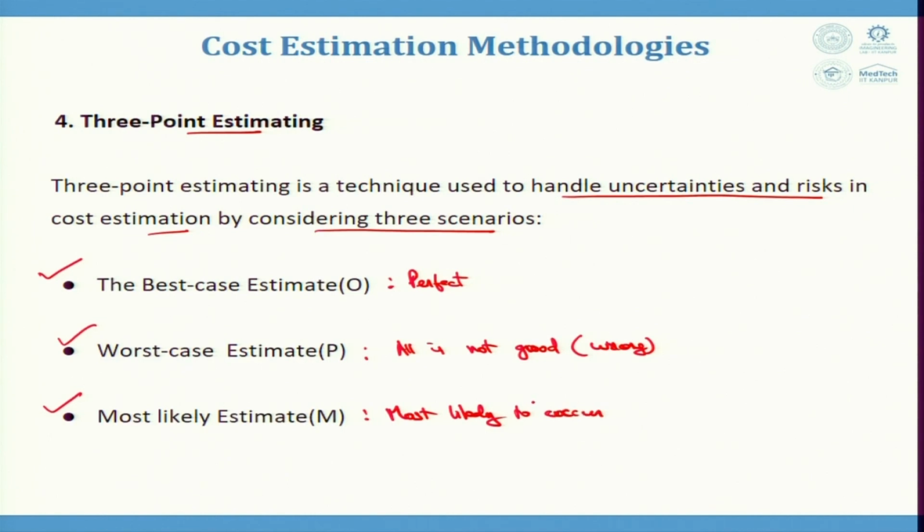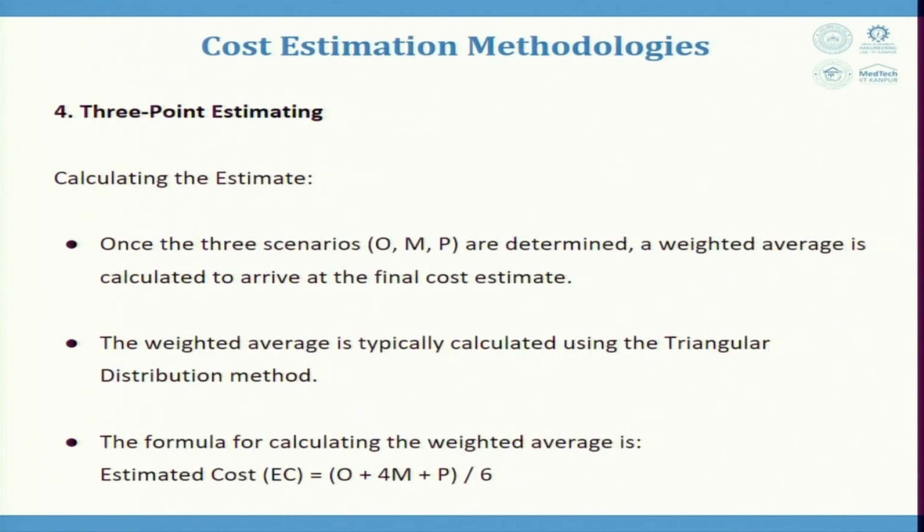So, in this case the 3 scenarios are determined, that is the best case scenario, the worst case scenario and most likely scenario. These are determined and a weighted average is calculated to arrive at the final cost estimate. The weighted average is typically calculated using triangular distribution method, because triangular distribution method is used when the data points which are available are very less.